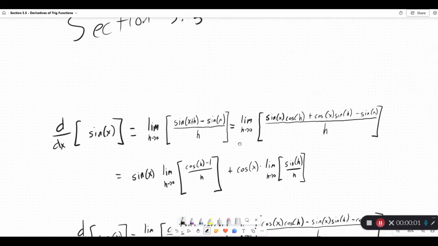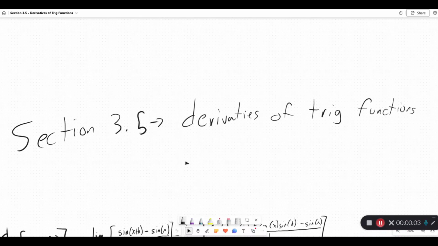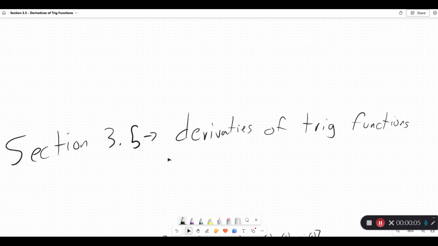All right, don't want to scare you with all that I've written so far, but just preparing something. We're going to talk about our last section for what I call the first part of chapter 3. These are just our derivative rules. We're going to talk about derivatives of trigonometric functions.